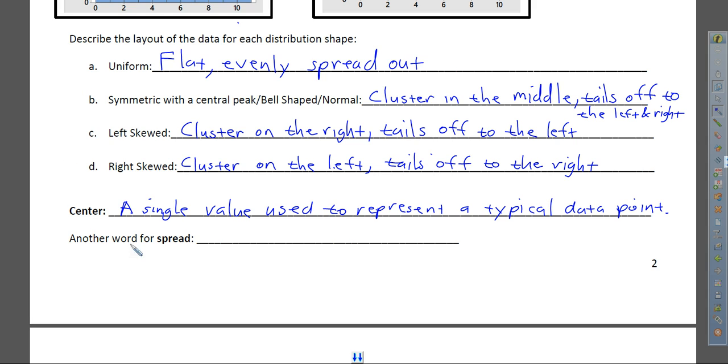Let's look at spread. Another word for spread you're going to hear is variability. So it might say analyze the spread or analyze the variability of the data set. Just get used to seeing both. You'll probably see more of the word variability in statistics. So, variability, spread. Let's move on to the next page.